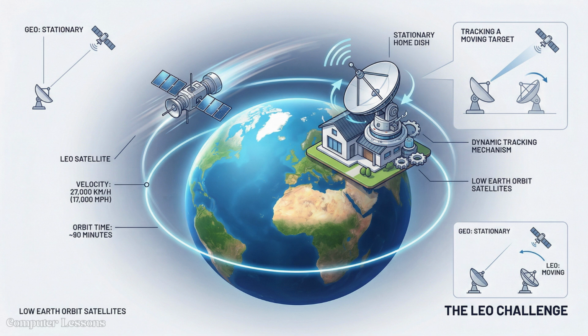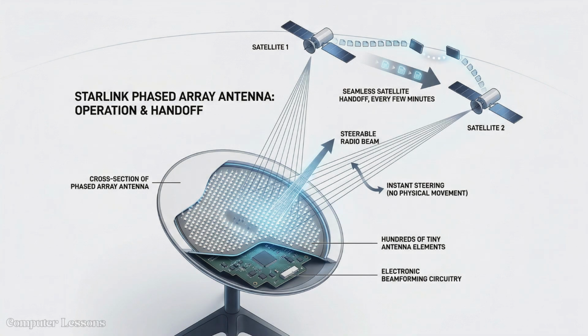This creates a complex engineering challenge. Your stationary home dish must track a moving target. Your Starlink dish is actually a phased array antenna. It contains hundreds of tiny antennas that use electronic beamforming to steer the radio beam instantly without physically moving the dish. It hands off your connection from one satellite to the next every few minutes, seamlessly maintaining the link.